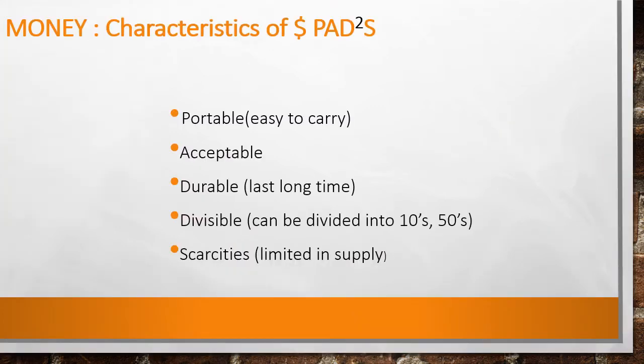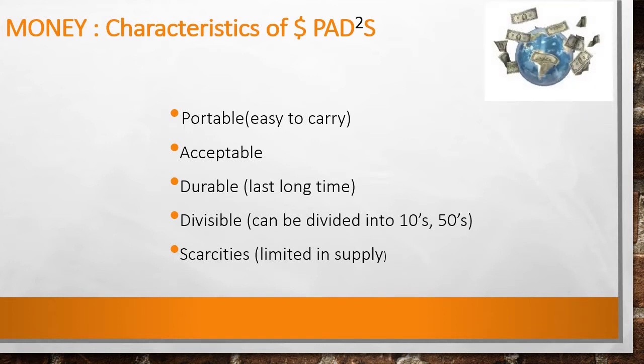All right, let's now move on. The characteristics of money, which stands for PADDS. The five characteristics include portable, acceptable, durable, divisible, and scarcity. As you can see on the screen, I've highlighted the keyword for each of these terms. Portable refers to money being easily transported as people travel. And we used to travel and we do travel, but due to COVID-19, we tend not to travel much.